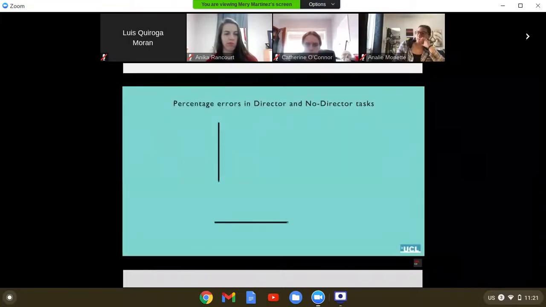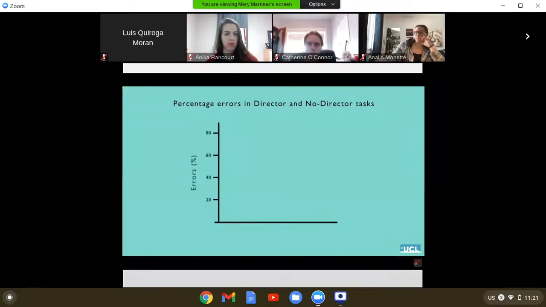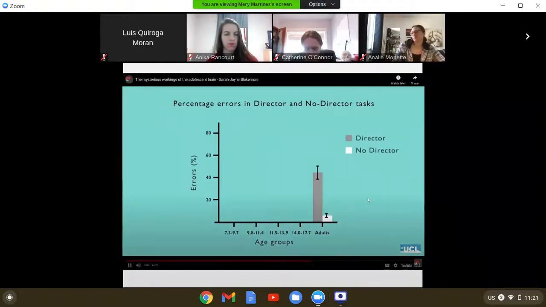Okay, so if I just show you the percentage errors in a large developmental study we did, in a study ranging from age 7 to adulthood, what you're going to see is the percentage errors in the adult group in both conditions. The grey is the director condition, and you see that our intelligent adults are making errors about 50% of the time, whereas they make far fewer errors when there's no director present, when they just have to remember that rule of ignoring the grey background.